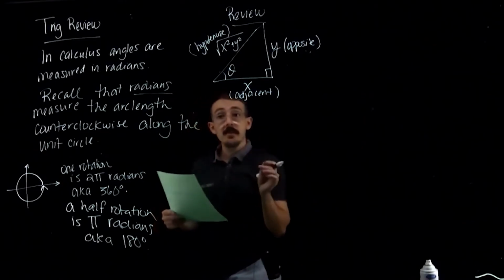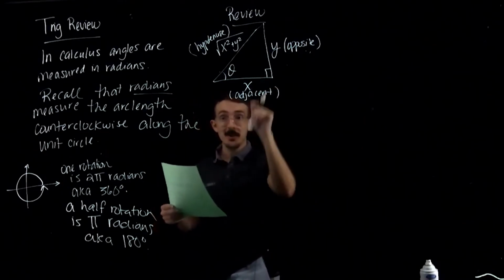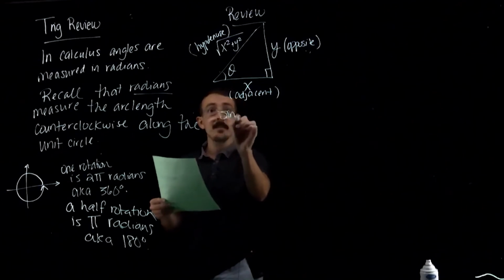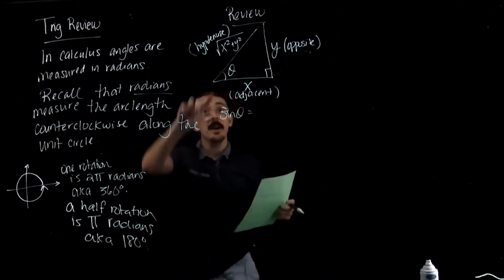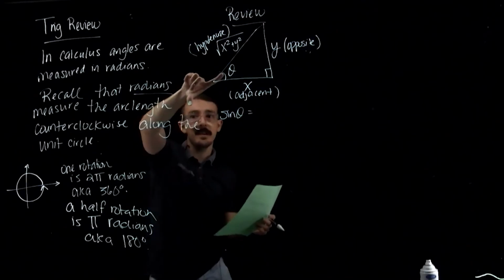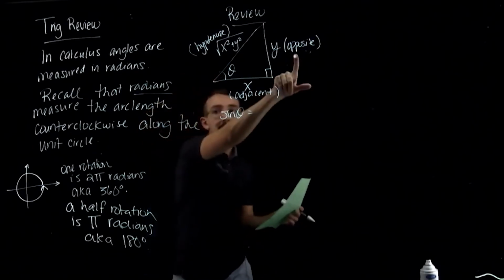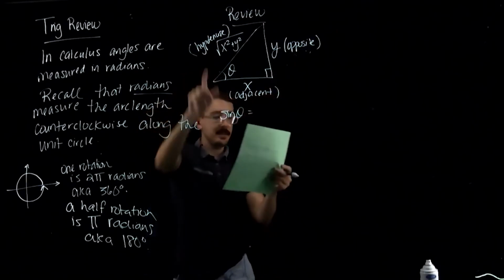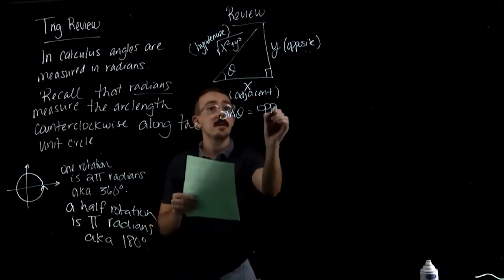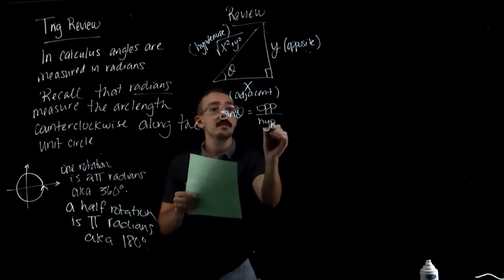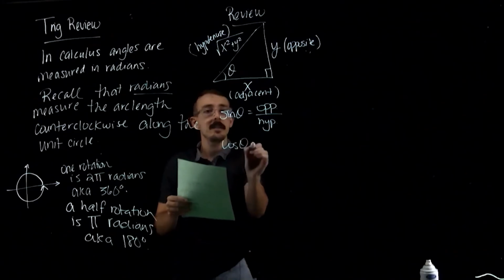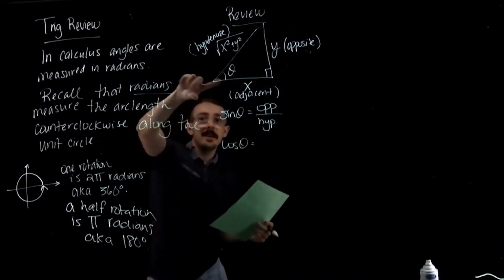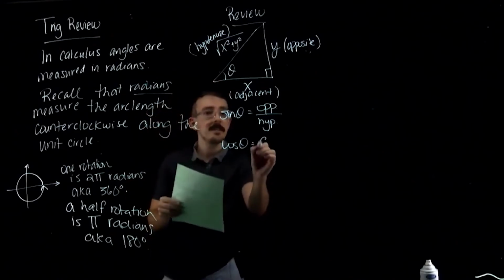Now we define the trig functions by just picking two sides here. So for example, if you want sine of theta, you have to give me an angle to start with. If you want sine of theta, you go opposite and then hypotenuse. So this one is opposite over hypotenuse. For cosine, you go adjacent over hypotenuse.